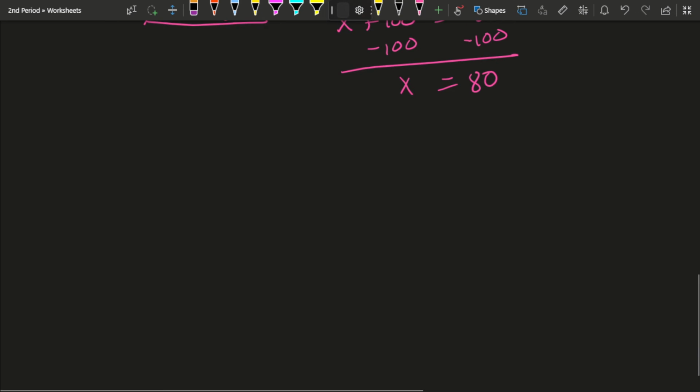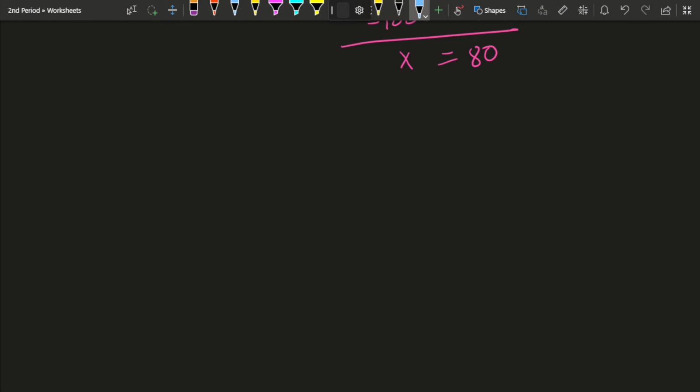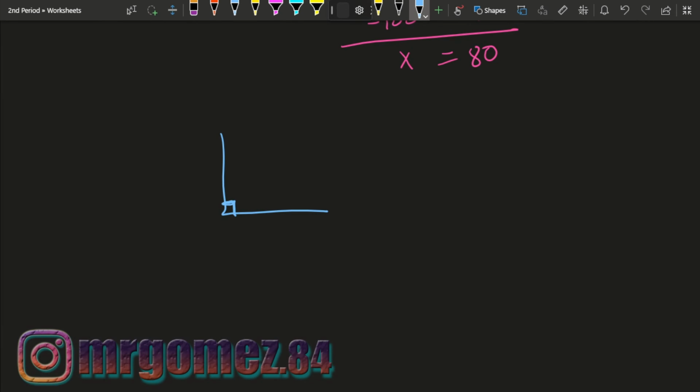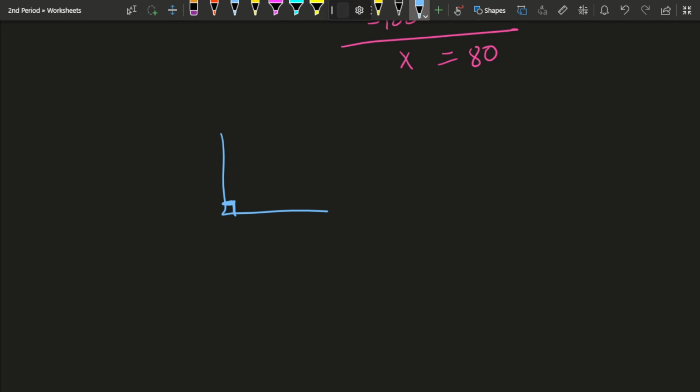Lastly, we have circles. So for example, if I have an angle like this little square right there, that represents 90 degrees. Anytime you have this little square right there, that equals 90 degrees. Okay? So for example, if I have something like this, and I wanted to find the value of x, all this right here represents that it's going to make a full circle. So that's going to be equal to 360.